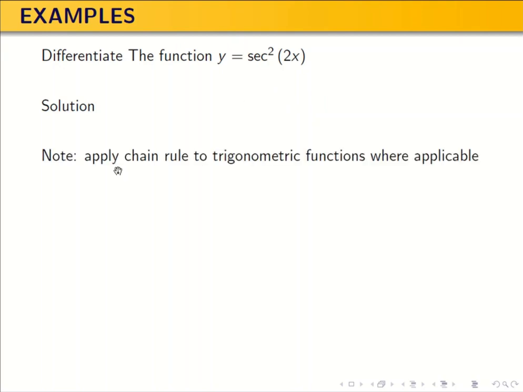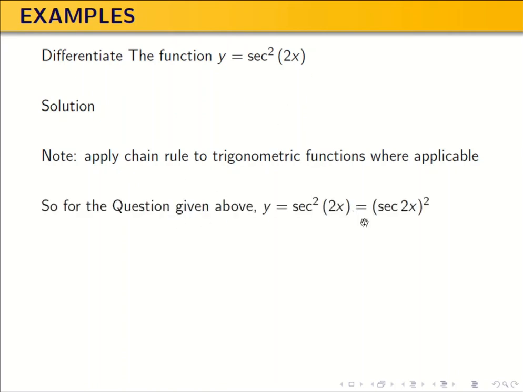Now note, apply the chain rule to trigonometric functions where applicable. Okay, so here it is not just sec x, it's sec squared x, and sec squared of 2x can be written as what? Sec of 2x all squared. So this is like a certain w squared, then in the w we have another 2x, which is also u. Okay, so you know there's a chain rule within another chain rule here.